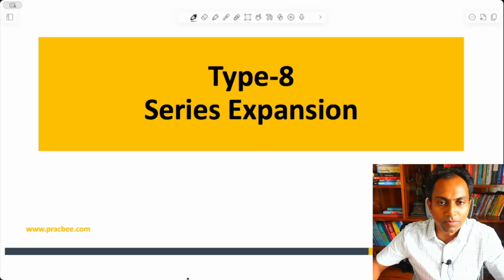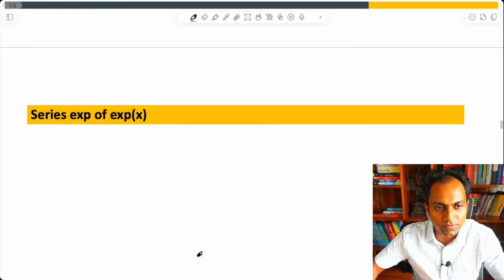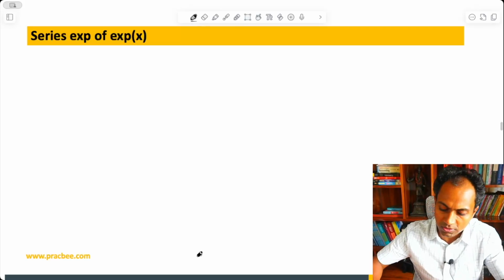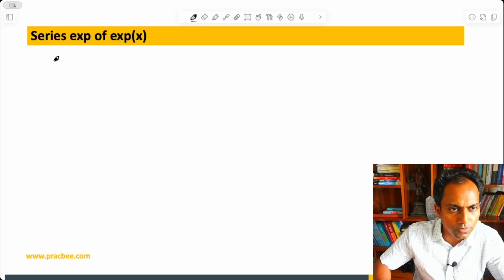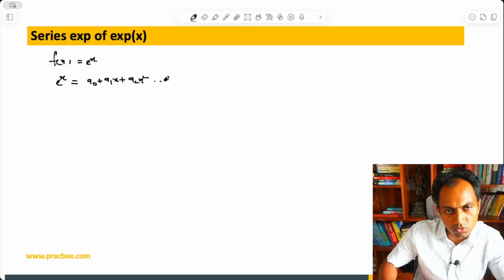So in type 8 problem type, that is series expansion, first we should understand how to write certain types of series expansion. So let me show you for e raised to the power x, what is the concept behind it. If we have a function e raised to the power x, we can approximate it using an infinite series. So it can be written as nothing but a0 plus a1x plus a2x square, we can go till infinity. So it is an infinite series.